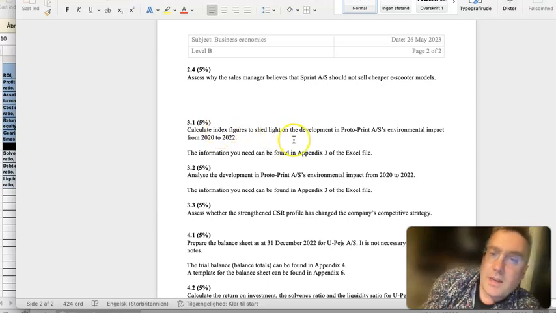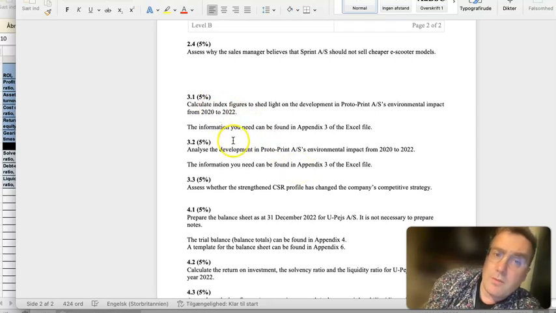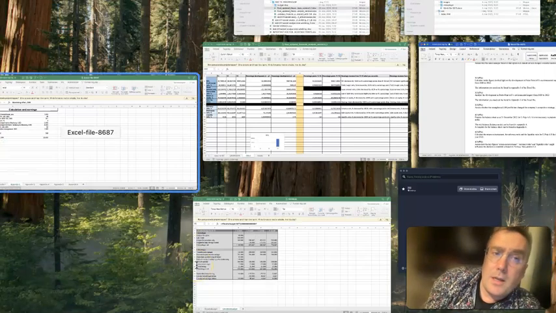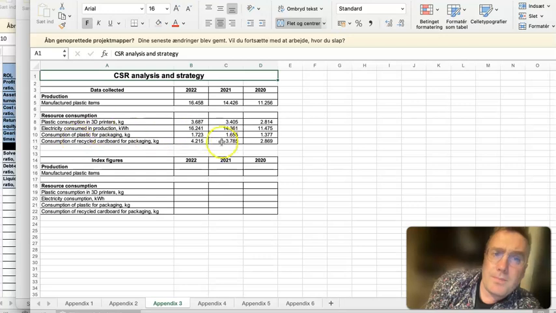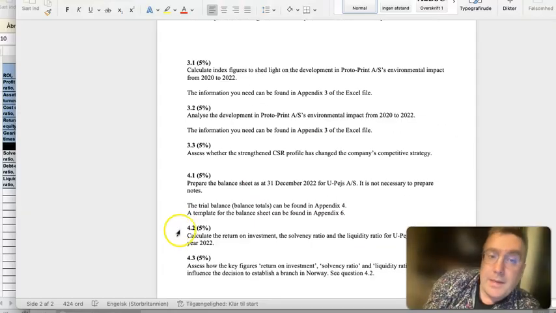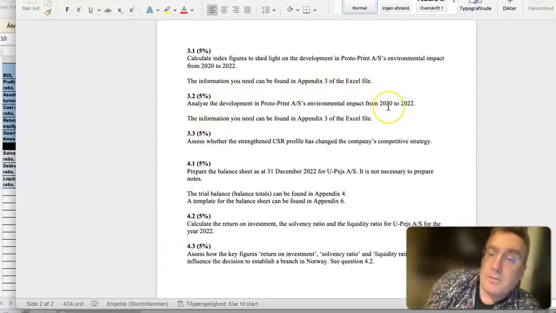Calculate index figures to shed light on the development of Fotobrand's environmental impacts from 2020 to 22. This assignment is a bit different, but it's an assignment where we have all of these figures, and then we need to figure out how to calculate the index figures. And then you pretty much just need the equation for index figures, which is apparent in your book, but also in other things. Next, you need to analyze the development in the environmental impact. You can see that when you have calculated the index figures.